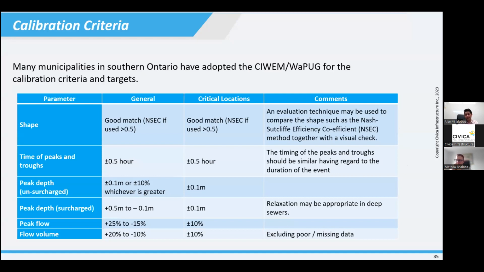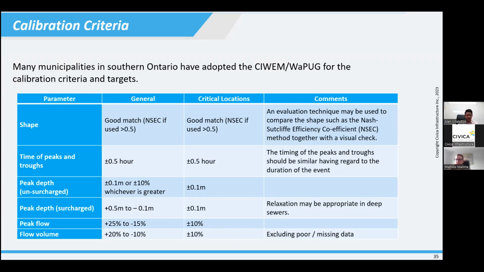So some of the criteria that a lot of the municipalities have adopted in Southern Ontario is the CWEM or WAPUG criteria. If you have heard about the WAPUG criteria or CWEM, so this is the criteria that you have to follow. And basically what it's telling you is the shape of the hydrograph has to resemble the observed hydrograph. The difference between peaks and troughs has to be half an hour.